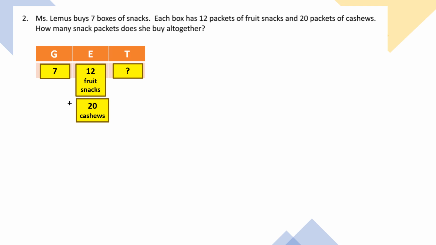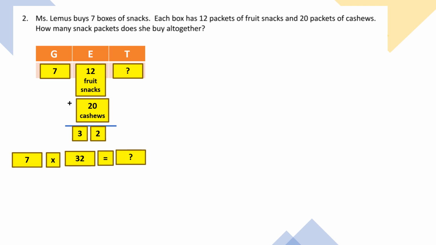So first things first, I have to add both numbers that I have for my each so that I only have one number. 12 plus 20. Well, if I work with my ones place first, 2 plus 0 is 2, and 1 plus 2 is 3. So my number for my each is now 32. Now I can go ahead and write out my multiplication equation that represents my problem. 7 boxes of snacks times 32 snacks equals my unknown.